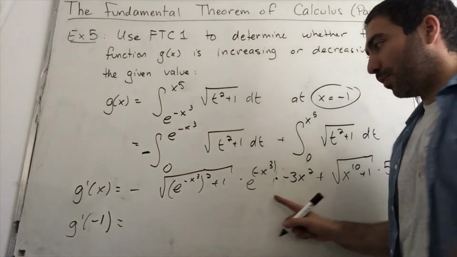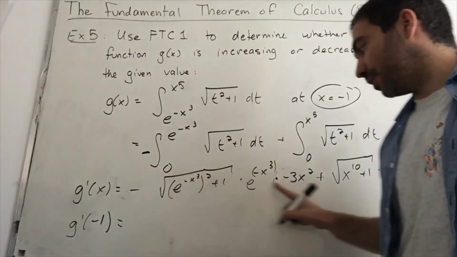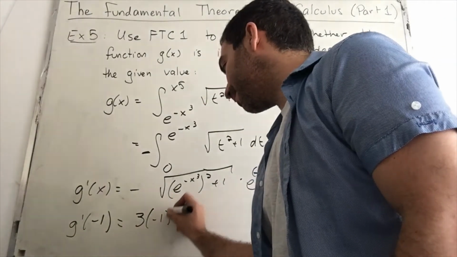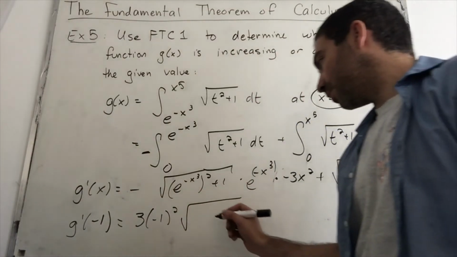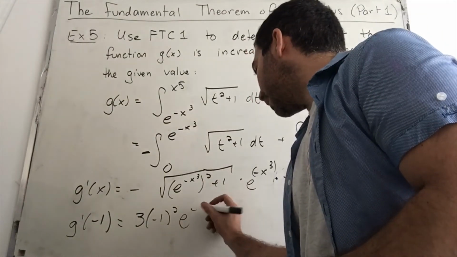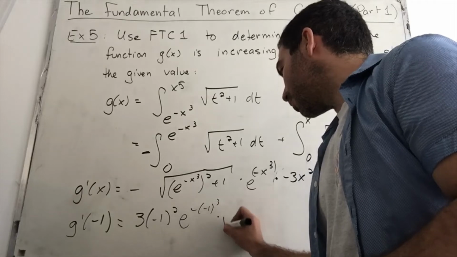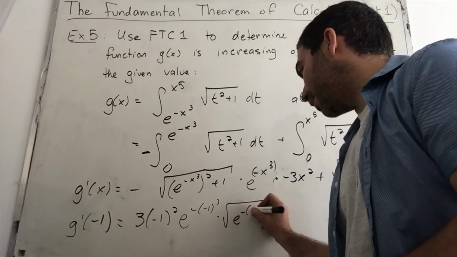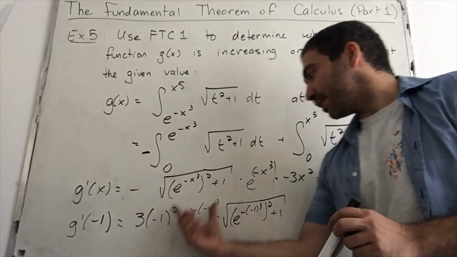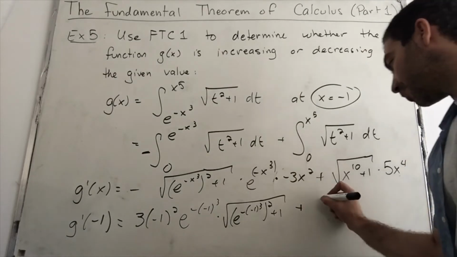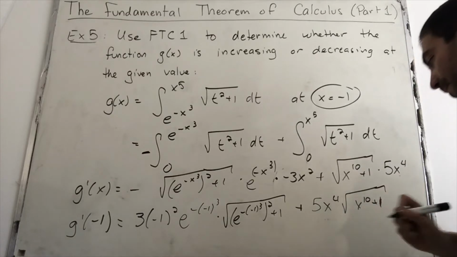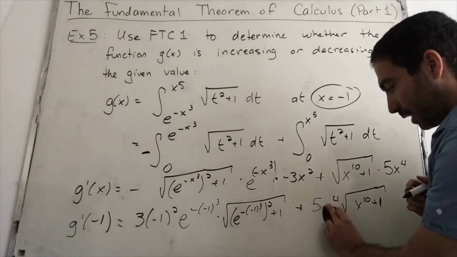So the first thing to notice is that we have two negatives here, so they cancel each other. We're left with 3, and we're left with the x squared, which is negative 1 squared. And then we're left with the square root term. We have e to the negative of negative 1 cubed times the square root of e to the negative of negative 1 cubed, all that squared, plus 1. So this is everything here. Next we have 5x to the 4, square root of x to the 10 plus 1, and the x's are replaced with negative 1.